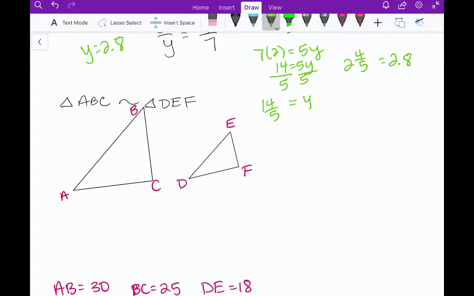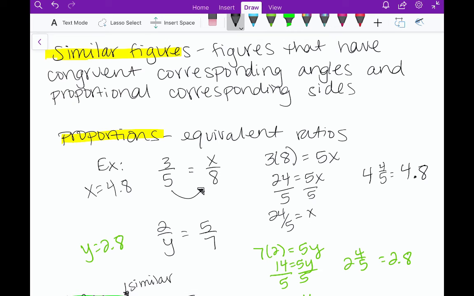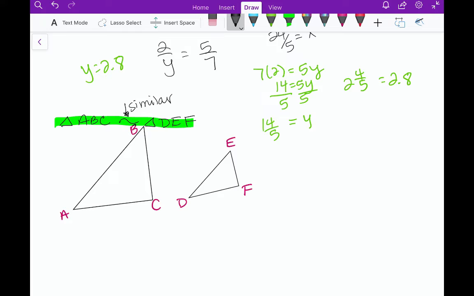All right, so here's an actual example of similar figures. The statement here says that triangle ABC is similar to triangle DEF. So you need to make sure you know what this symbol means. That means similar to. And so if they're similar, then what do we know? We know that they have congruent corresponding angles and proportional corresponding sides. So A corresponds with D, so those angles are congruent. B corresponds with E, so those angles are congruent, and C with F. And then the sides are proportional.